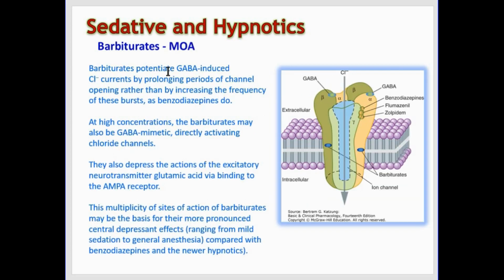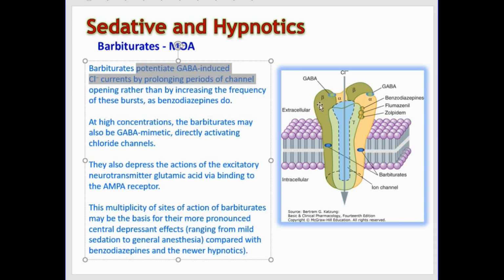So how do barbiturates work? Let's look at the GABA receptor first. We have this GABA receptor sitting in the biological membrane. Once this receptor is activated by its ligand GABA, which binds here, it opens the chloride channel. This is the normal thing. What barbiturates do is bind here, at this binding site, and they potentiate GABA-induced chloride current by prolonging the period of channel opening.